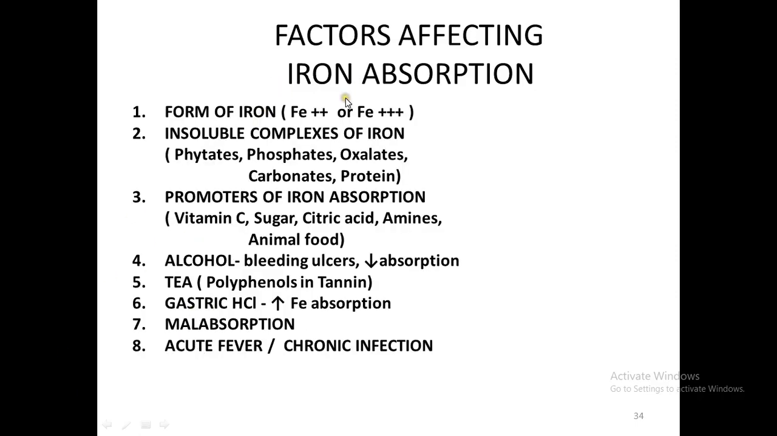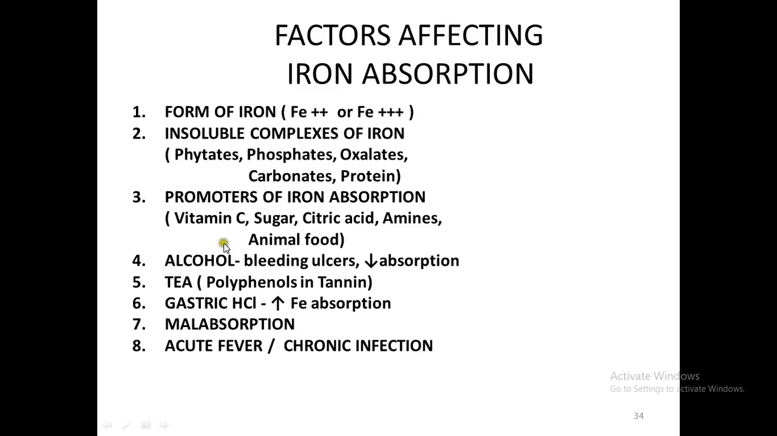Different factors affect the amount of iron that is going to be absorbed from the diet. We've discussed the form of iron. More ferrous form of iron is absorbed than ferric form. Then insoluble complexes of iron: phytates, phosphates, oxalates, carbonates, proteins, etc. All these catch hold of the iron in the diet and prevent it from being absorbed. And these are found in lentils, beans, in all kinds of fibers that we consume in the diet. So these catch hold of the iron in the diet and prevent it from being absorbed by forming insoluble complexes of iron. So if there's an excess of phytates, phosphates, oxalates, etc. in the diet or carbonates, it is going to prevent iron from being absorbed.